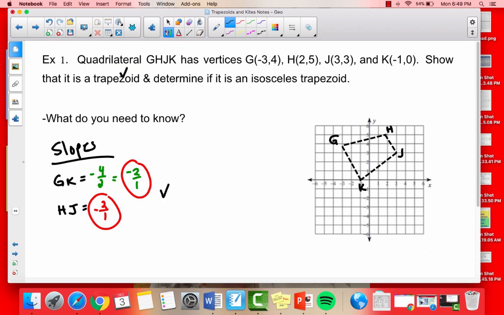So we know it's a trapezoid. We have a pair of parallel sides. So I'm going to go ahead and mark those parallel. And then it says, determine if it's an isosceles trapezoid. Well, remember, in order to figure out if something's isosceles, not only does it have to have a pair of parallel sides, but the legs, or the non-parallel sides, have to be congruent. So what we need to figure out is the lengths of segment GH and the lengths of segment KJ.